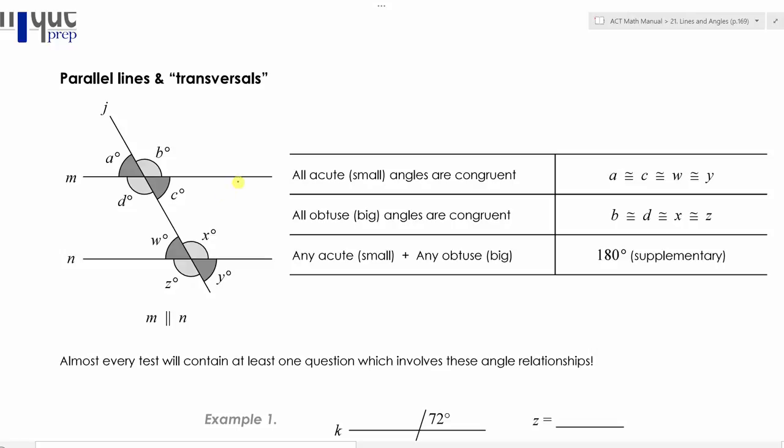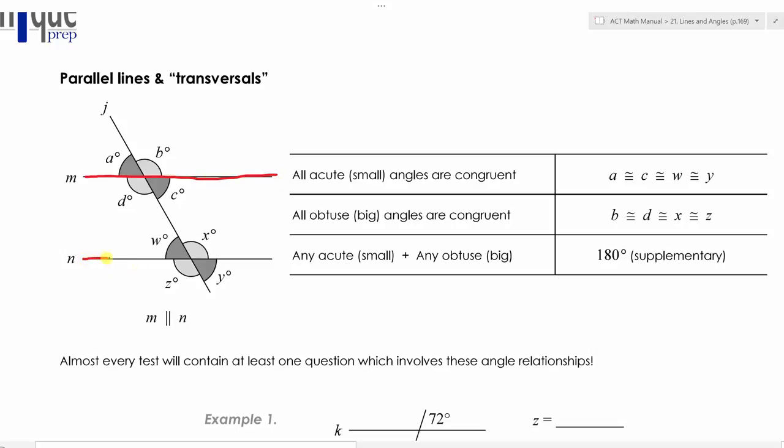but I would say that for the purposes of the ACT, you can distill parallel lines and transversals down to big angles and small angles. So when you see two parallel lines, in this case we have M and N are parallel to each other.